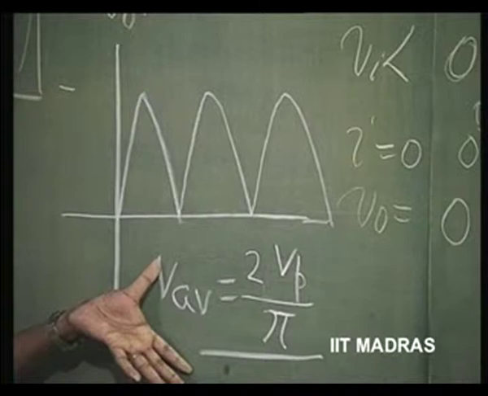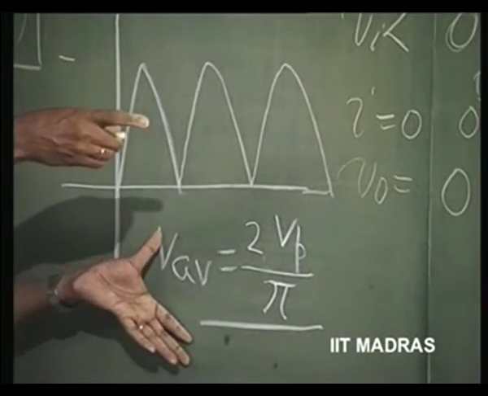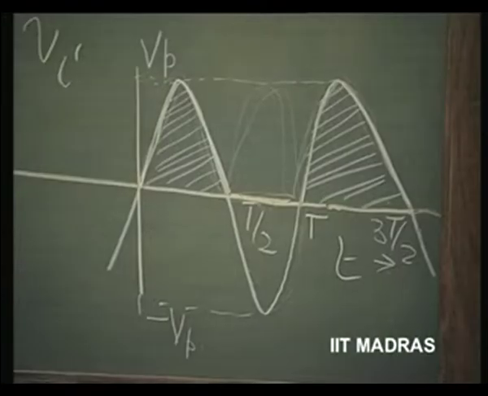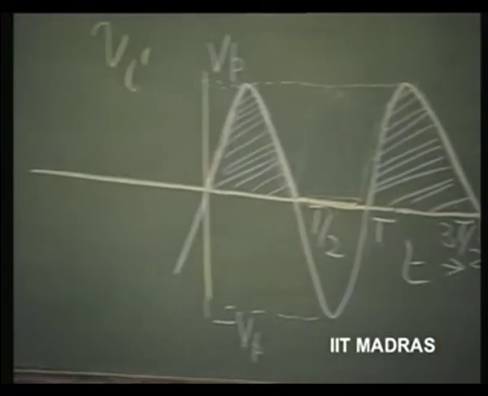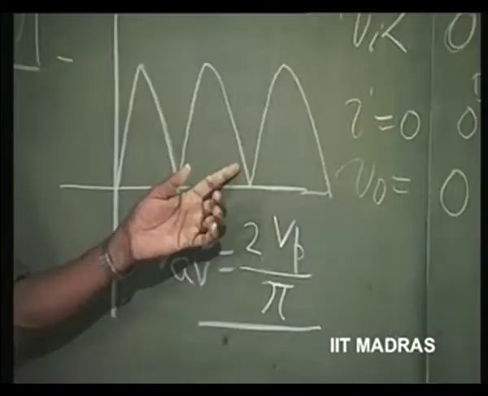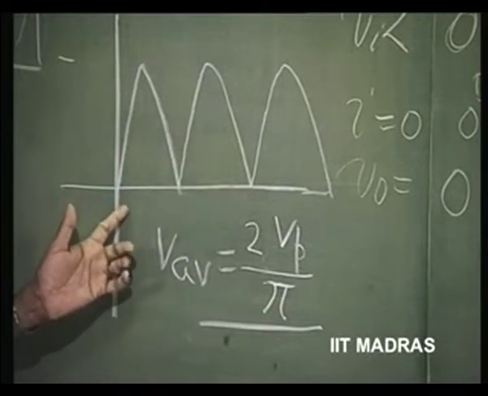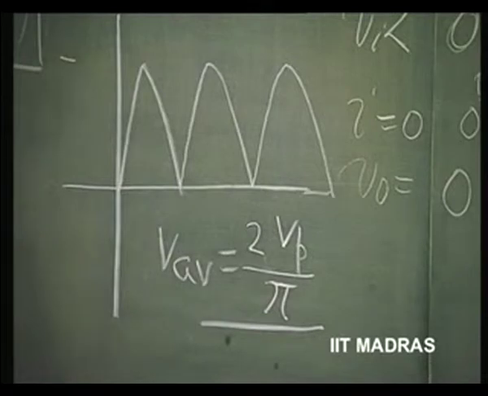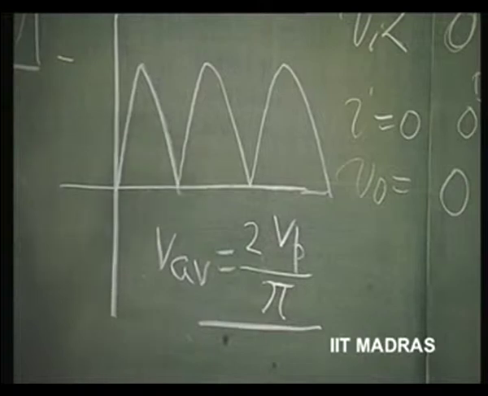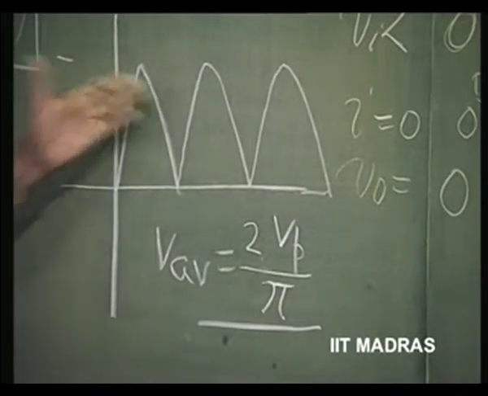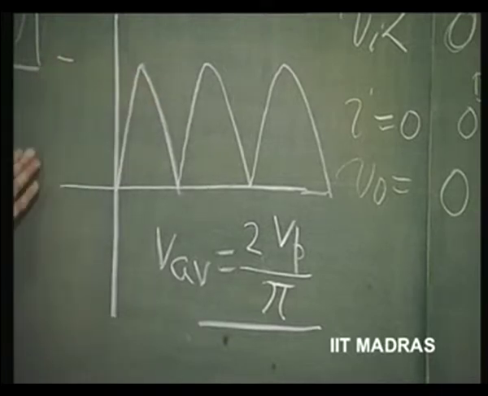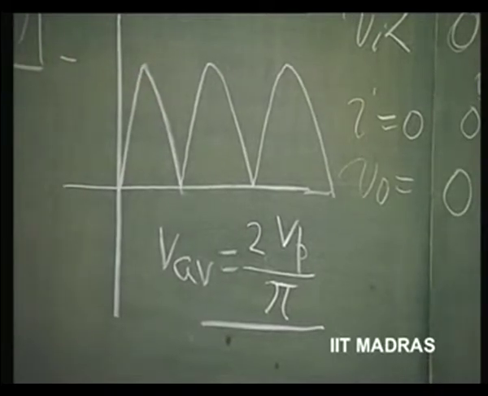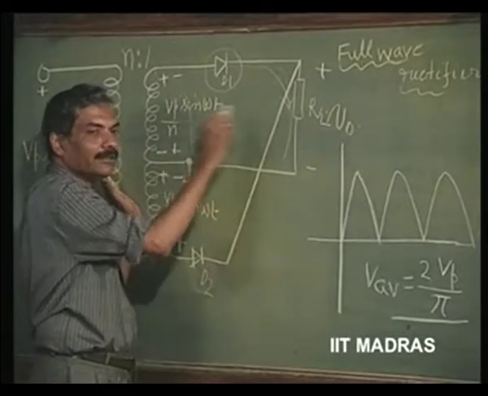This is the average. Earlier it was Vp by pi, now it is 2 Vp by pi, twice, because we have restored the other half also similar to this half. So, it is twice the average corresponding to the DC is double, ripple is reduced. So, this rectifier is quite useful for generation of DC from an AC. So, AC to DC converter, this is called AC to DC converter.